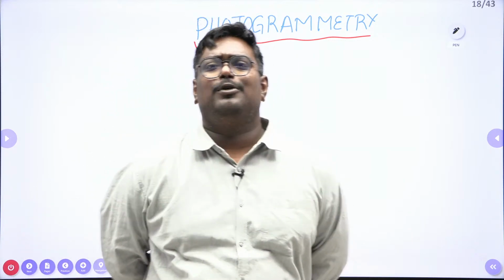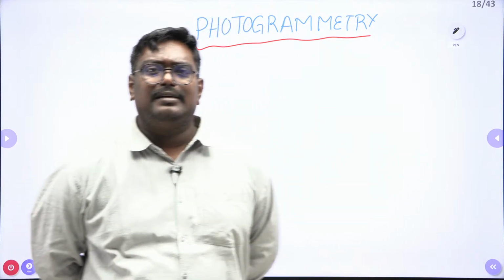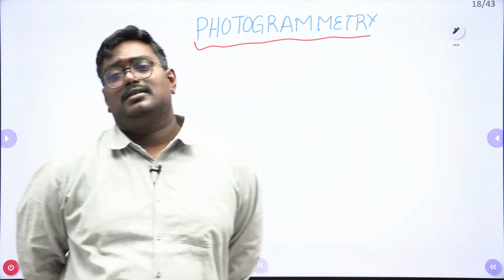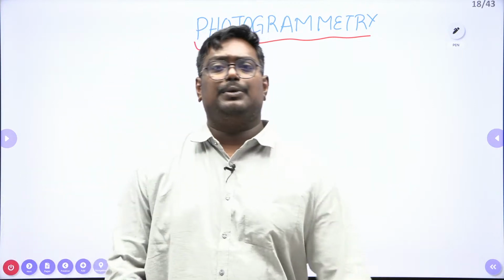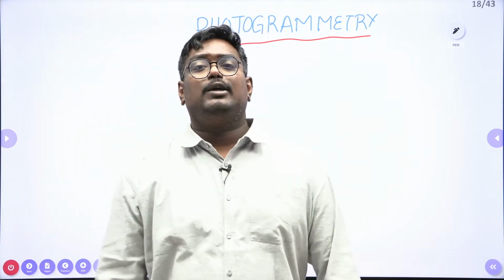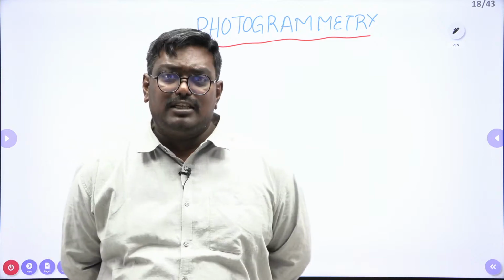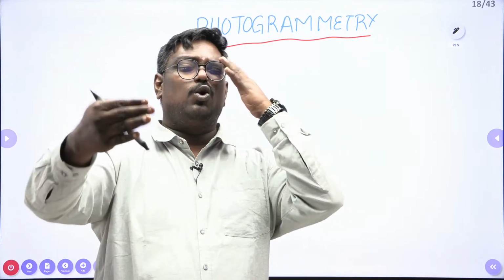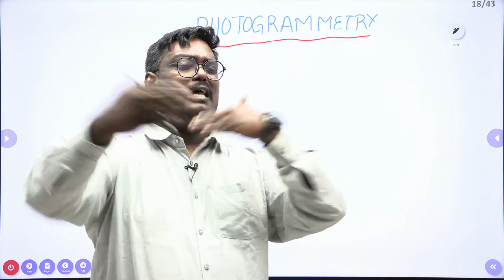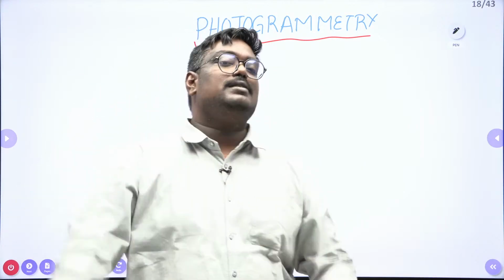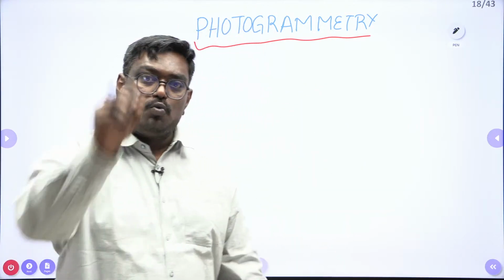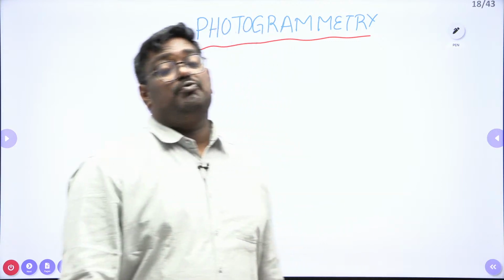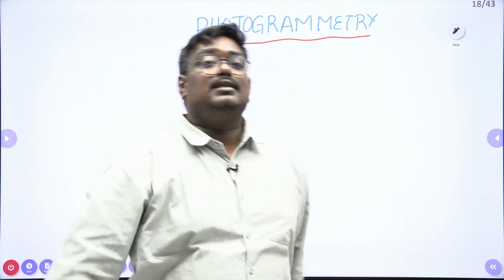What do you mean by photo? Photo is nothing but light and metry means measurement. I have a small question for you. Why do people require two eyes? Did you ever think about it? Suppose you close one eye and continuously start moving your hands quickly, you cannot perceive the depth. Or if you want to watch a 3D movie and you close one eye, you cannot see the 3D view.